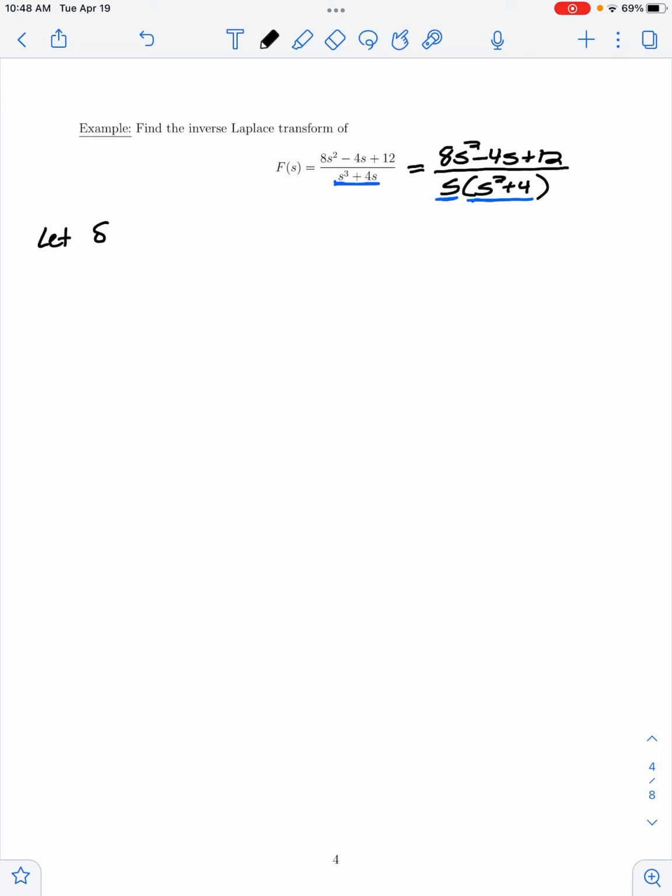So let's look at it. Here we have 8s squared minus 4s plus 12 over s times s squared plus 4. And this would have a decomposition of the form A over the linear factor s plus a linear function Bs plus C over the irreducible quadratic factor.